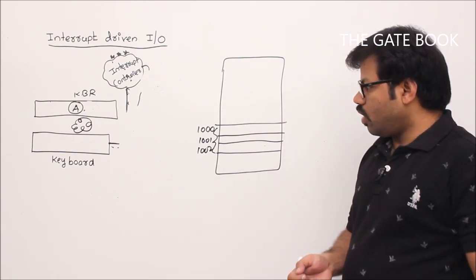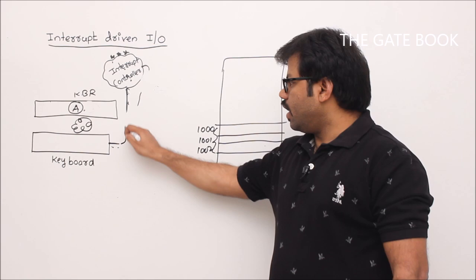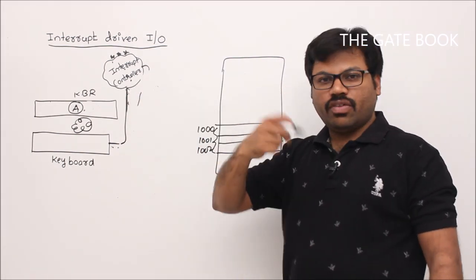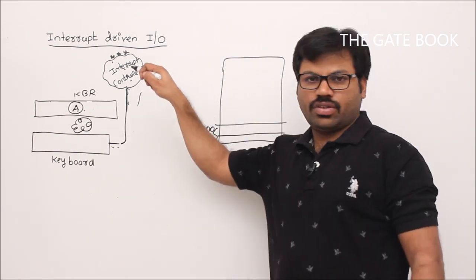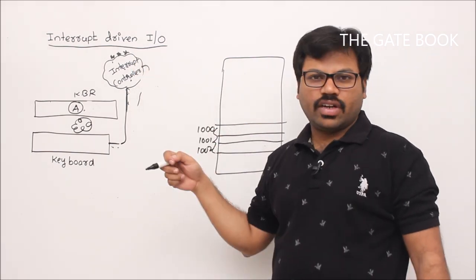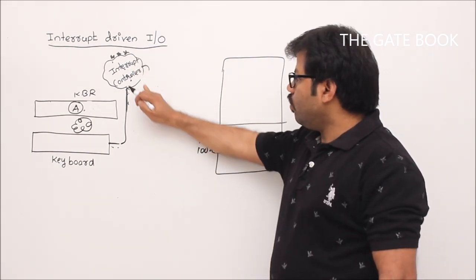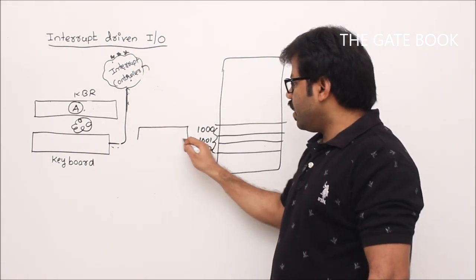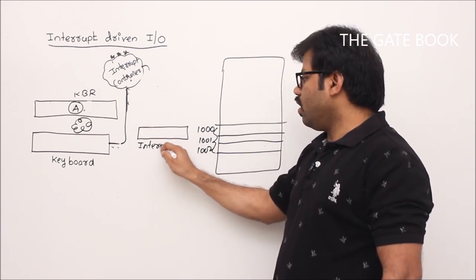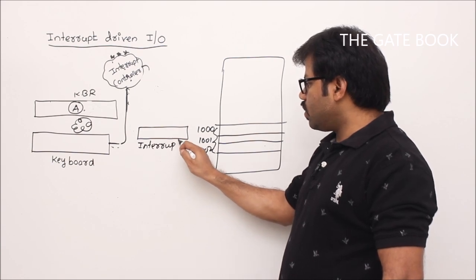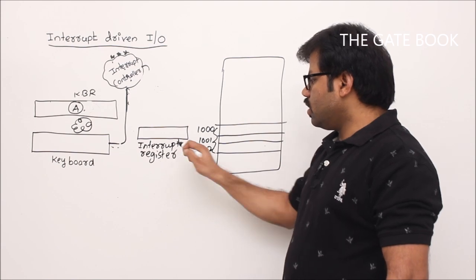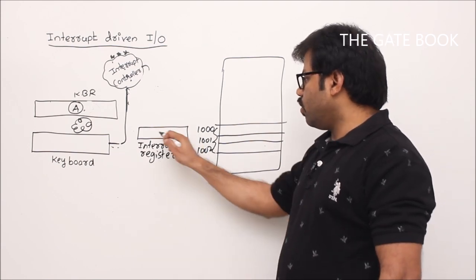One question I would like to ask: whenever an interrupt is generated, what is going to happen? Immediately the interrupt controller will start working. This is a circuit, a part of your processor. Immediately there will be some dedicated register, let's call it the interrupt register, where you are storing the interrupt service routine's address. So this interrupt register now contains 1000.